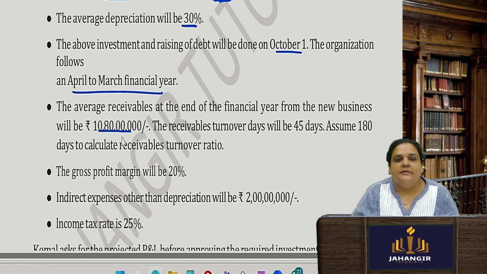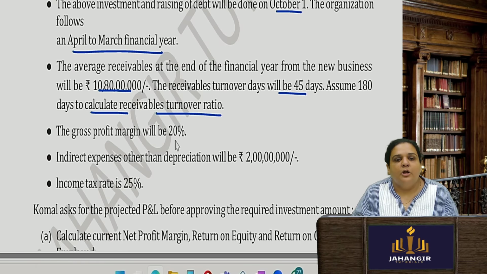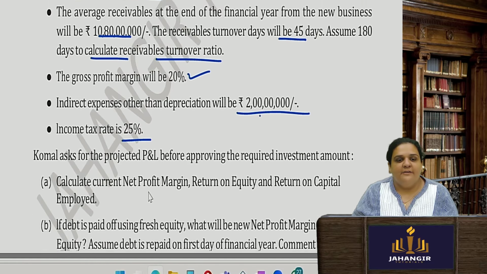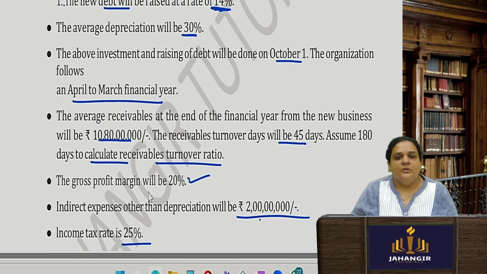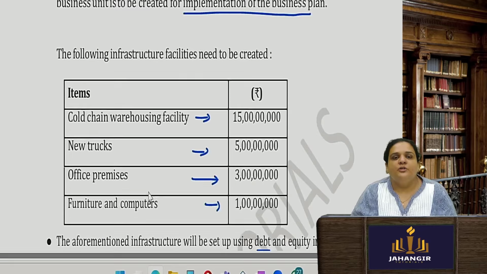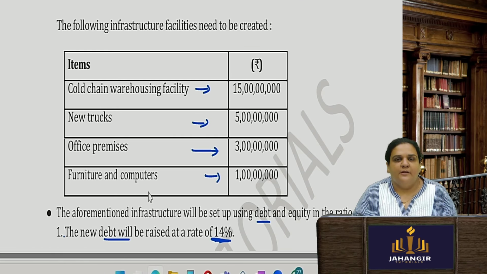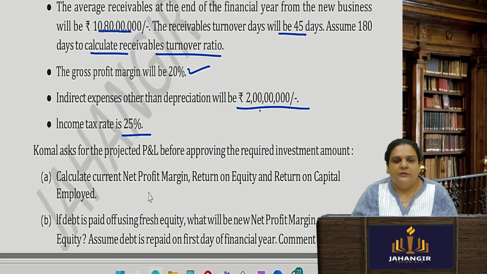Receivables turnover days is 45 days. Assume 180 days to calculate receivables turnover ratio. The gross profit margin again 20%, indirect expenses other than depreciation 2 CR, income tax rate is 25%. Okay, so now all these details which are given are for this new project, for an infrastructure.